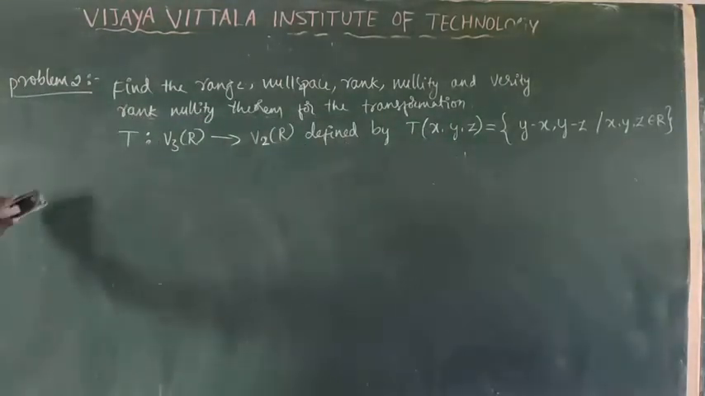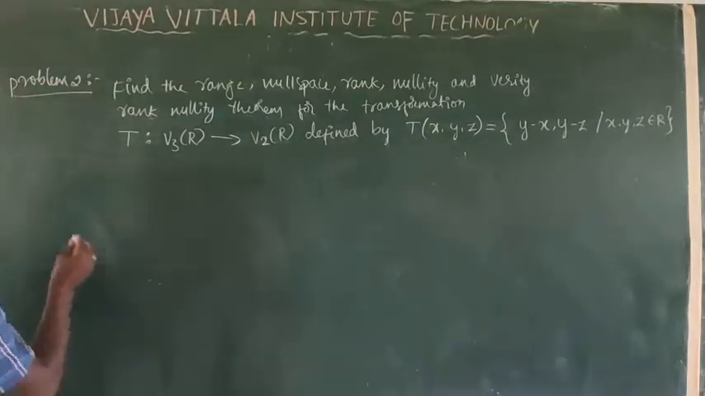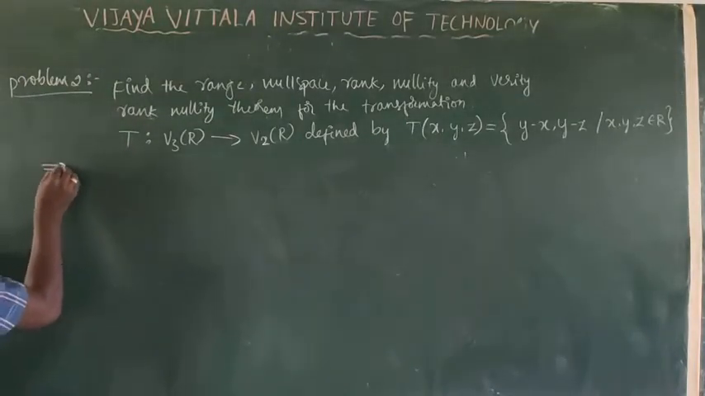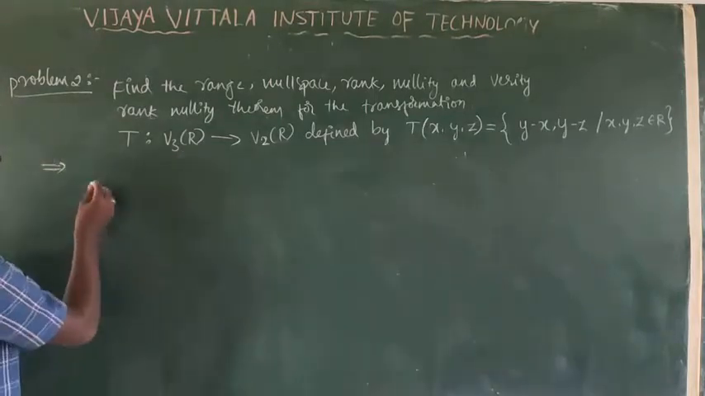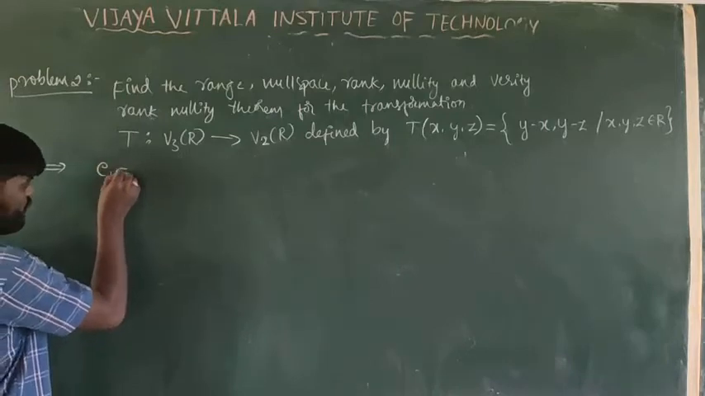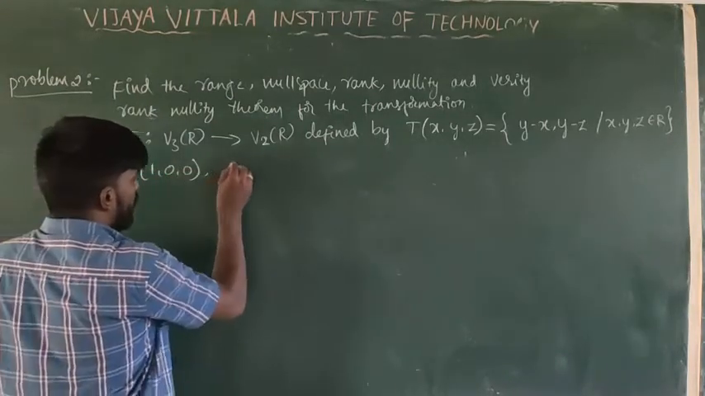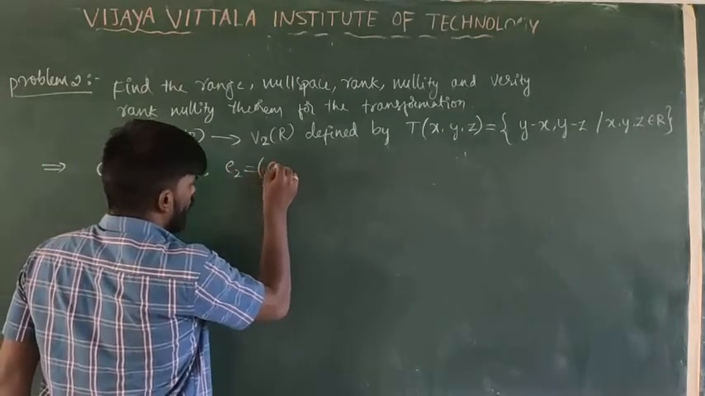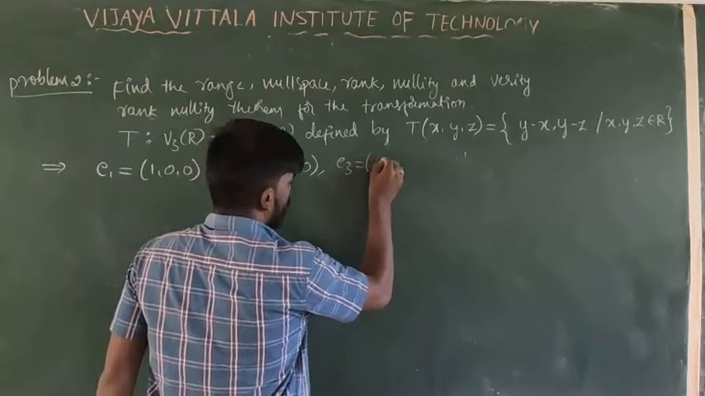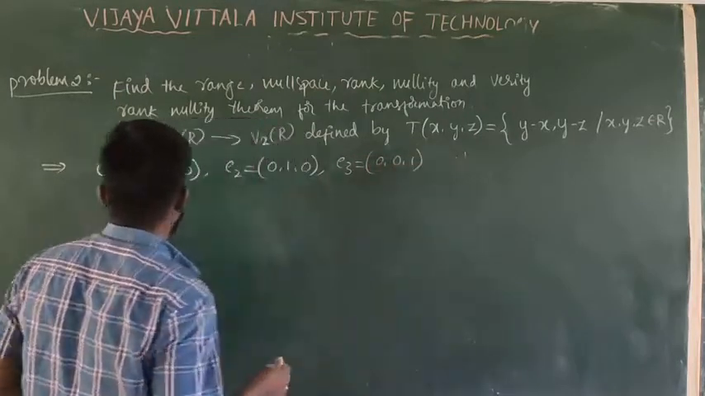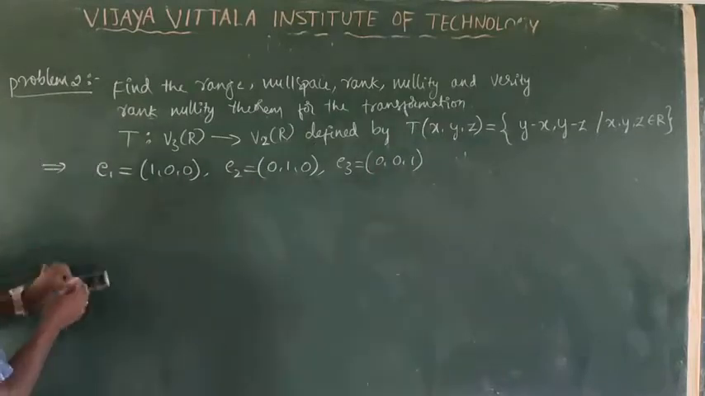Okay, first, the basis is not given. Therefore, we will take the standard basis of the 3-dimensional vector space. The standard basis: E1 is (1, 0, 0), E2 is (0, 1, 0), and E3 is (0, 0, 1). These are all the standard basis in the three-dimensional vector space.